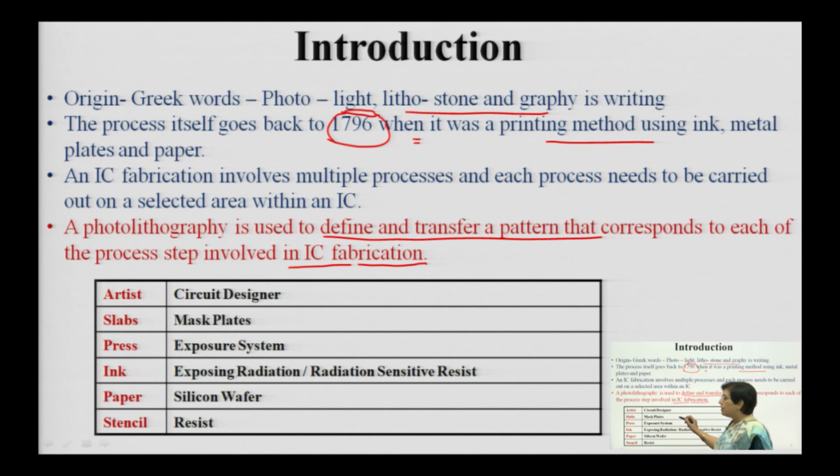Here, analogous to the artist's slabs, we are using a photomask. You have a press; here you have an exposure system. Ink corresponds to sensitive radiation. You have paper; instead of paper, you have the silicon wafer. And the stencil that you use, that job is done by the resist. Now, these resists are different.